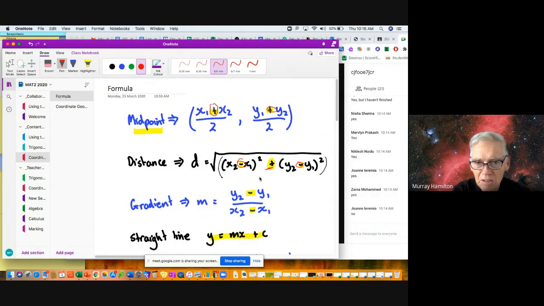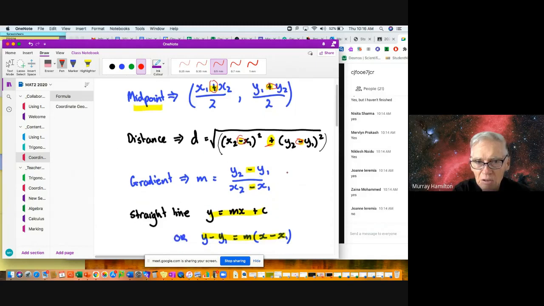So you are actually not going to get the formulas necessarily, but today we're going to go on to the gradient formula and the straight line formula. So the gradient formula is y2 over y1, x2 over x1, and we again subtract.